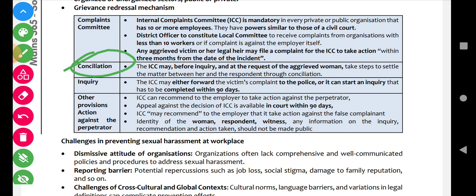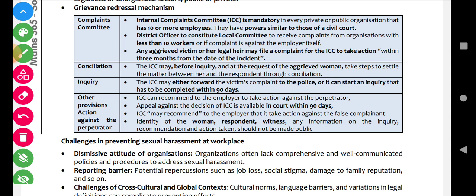Next is conciliation. The Internal Complaints Committee may, before inquiry and at the request of the aggrieved woman, take steps to settle the matter between her and the respondent through conciliation. Next, inquiry. The Internal Complaints Committee may either forward the victim's complaint to the police, or it can start an inquiry that has to be completed within 90 days. So within 90 days the inquiry has to be conducted, or it has to be forwarded to the police.